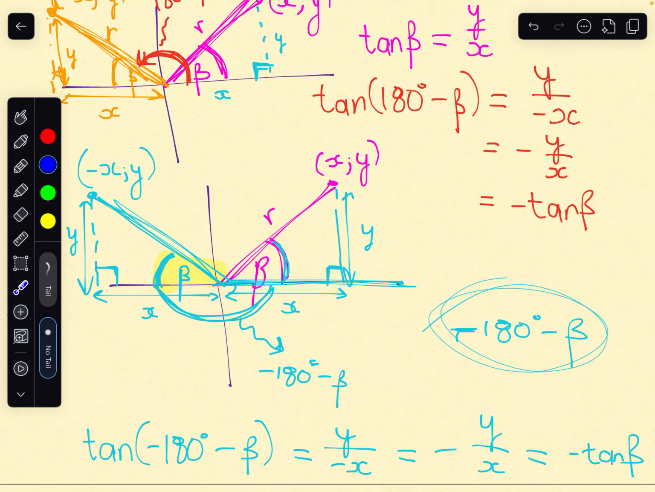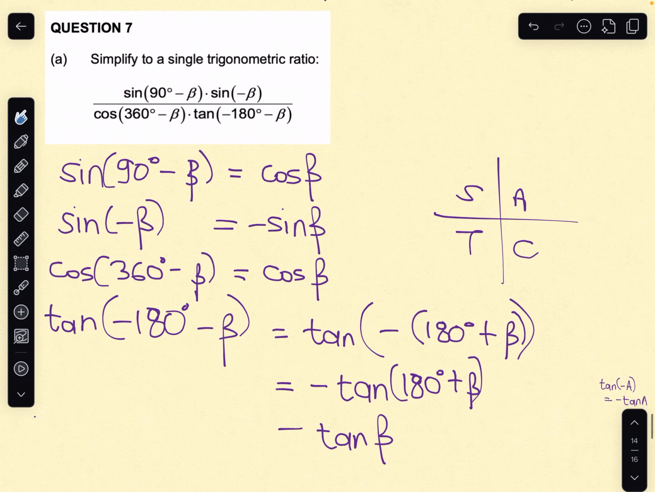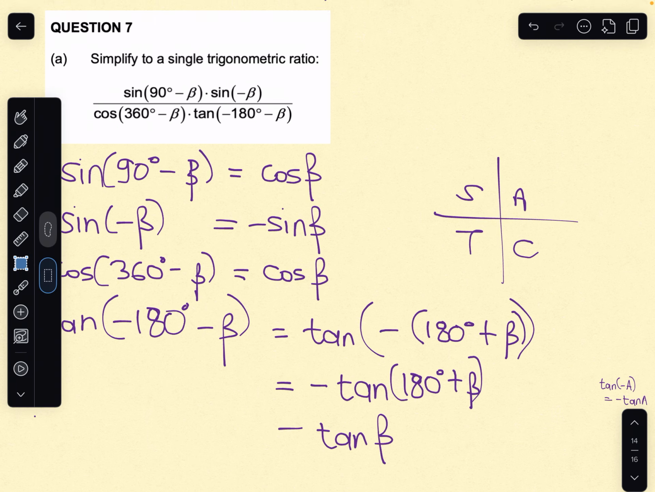Can you guess what the relationship between their cosine ratios is? So the cosine ratio of 180 minus beta is minus x over r. The cosine ratio of beta is x over r. So that means that the cosine ratio of this angle is equal to the negative of the cosine of this angle over here, beta.